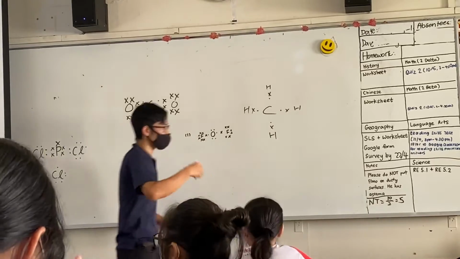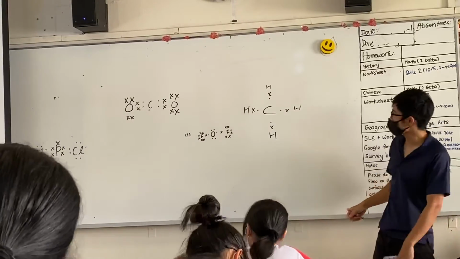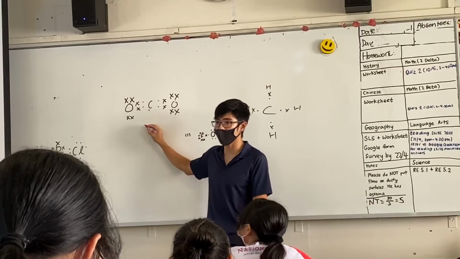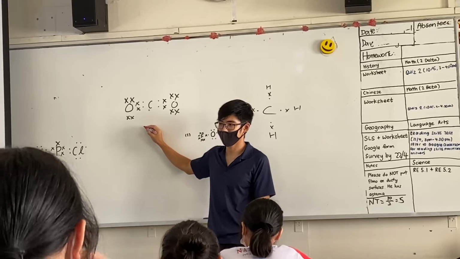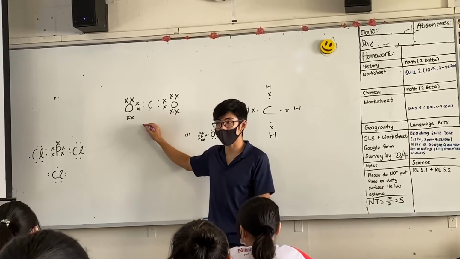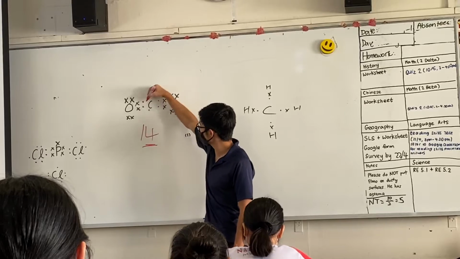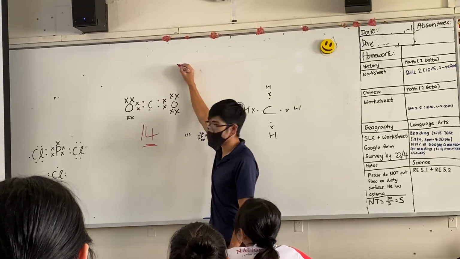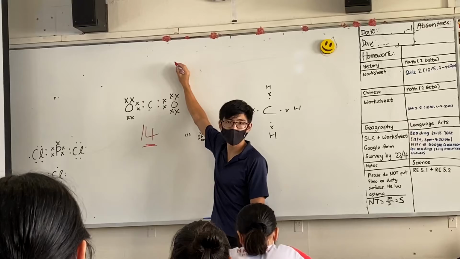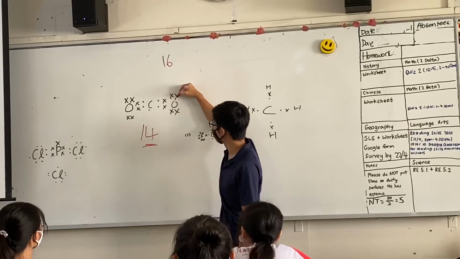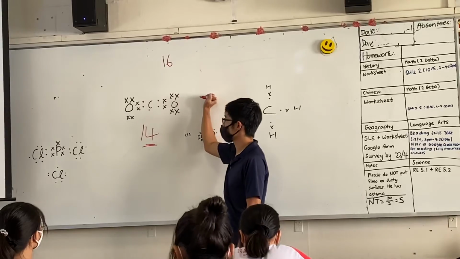Okay, let's look through. Number one, carbon dioxide by Xiongzhi. Carbon has how many valence electrons? 4, right? Okay, because it's in group 14. So 4 valence electrons: 1, 2, 3, and 4. Oxygen has how many valence? 6, because it's in group 16. So 1, 2, 3, 4, 5, 6.